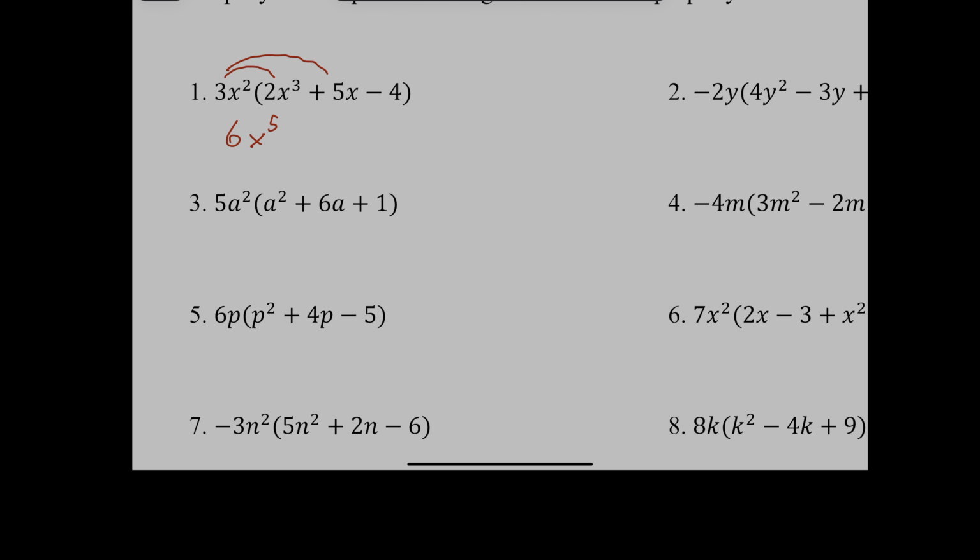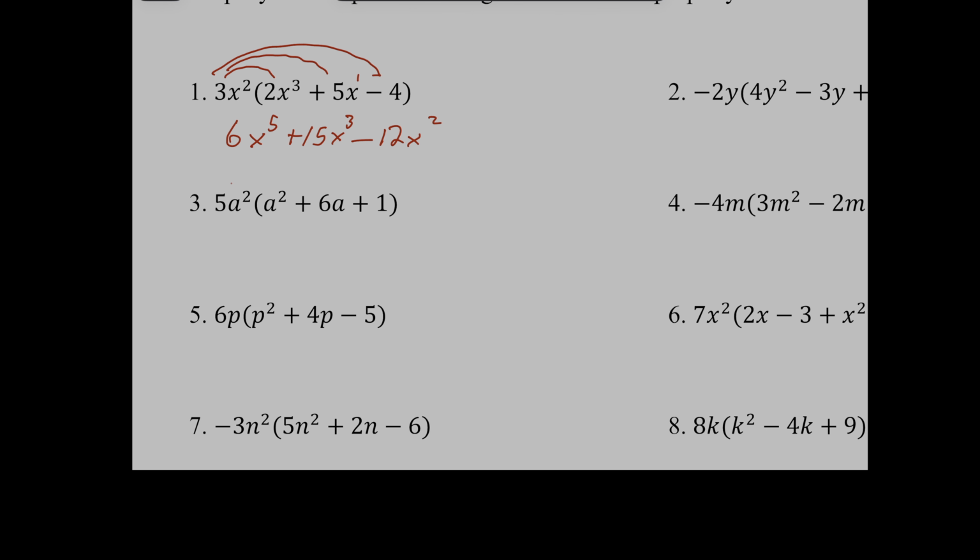Okay, now I'm going to do this one. That's going to be a positive 15. That's my 3 times 5. X to the what? To the third, because that's like a 1. And how about the last one here? Positive times a negative is a negative. 3 times 4 is 12. 4 doesn't have any x's, but I still have my x squared in my original, so I still have to include it. And that, my friends, is going to be my answer.